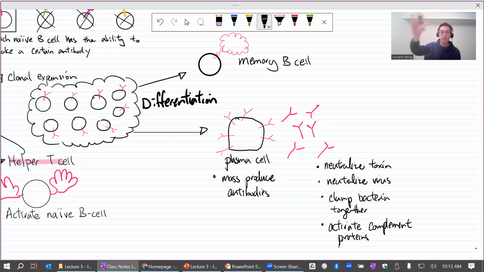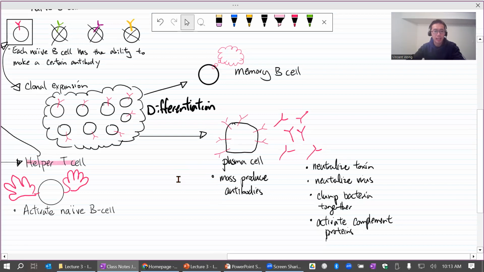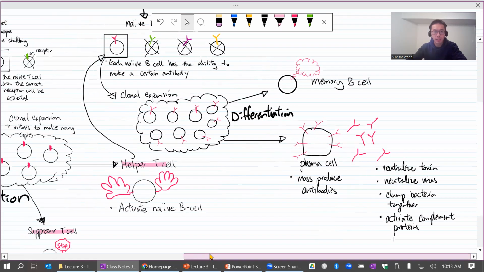Hopefully all these things will be able to clear the infection, and the suppressor T cell will come along and say, "Well done, good job. Infection's clear. Stop dividing." And then we keep the memory B cell and T cell in the body, and it's done. So that is how antibodies are produced.